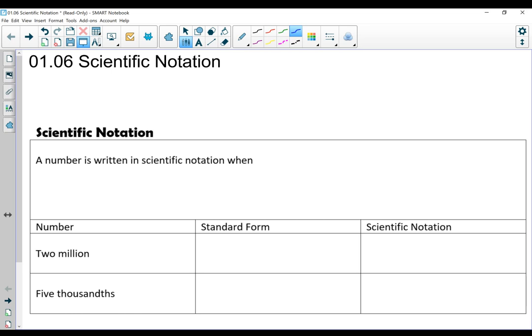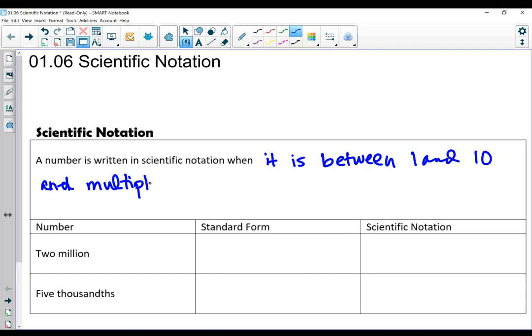Scientific notation. A number is written in scientific notation when it is between 1 and 10 and multiplied by a power of 10. So we're going to start out with some pretty easy numbers and work through why scientific notation is the way it is. So 2 million in standard form, I would write out the number.